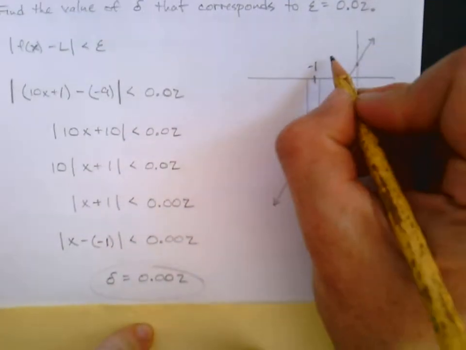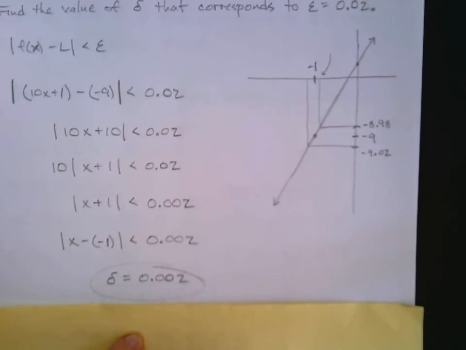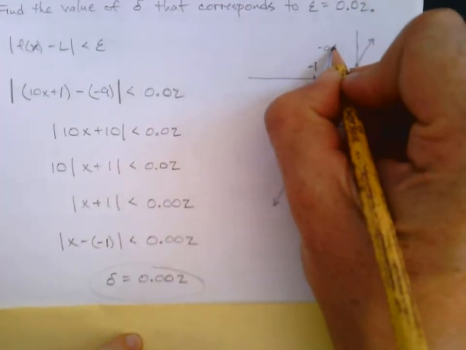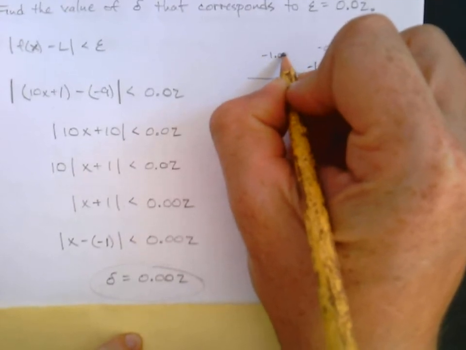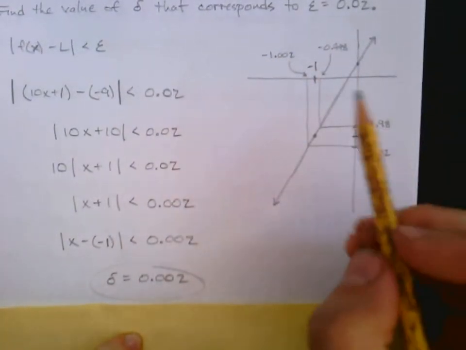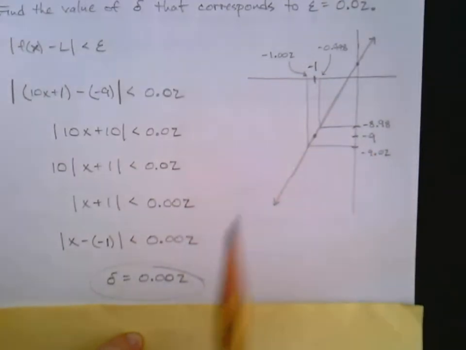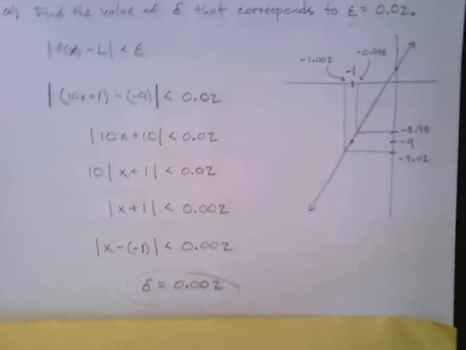And where would these values occur? I think it's too small to squeeze in. It's that far away. So negative 1 plus 0.002, negative 0.998, and on this side, negative 1.002. So if we get x to be within there, then our function's going to be within here. And that's the visual for these values of epsilon and delta with this function and this limit. Okay, very nice. Well, that was part A.